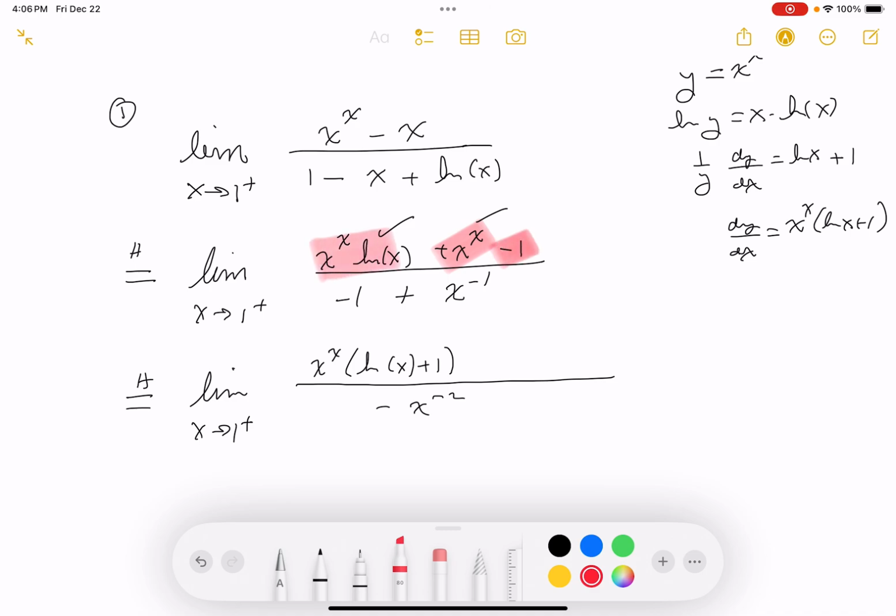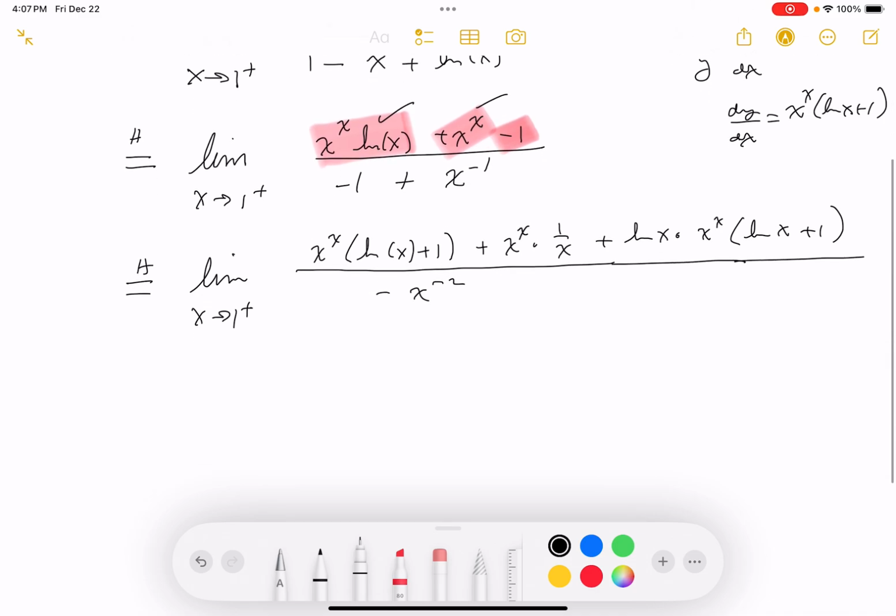And this is more of a challenge for me over here. Well, let's write this down. So it's going to be plus x to the x times the derivative of natural log of x, which is 1 over x, plus the natural log of x times the derivative of x to the x, which is x to the x times natural log of x plus 1. That really does look nightmarish, doesn't it? I'm going to try to simplify it a little bit and take the limit as x goes to 1 from the right.